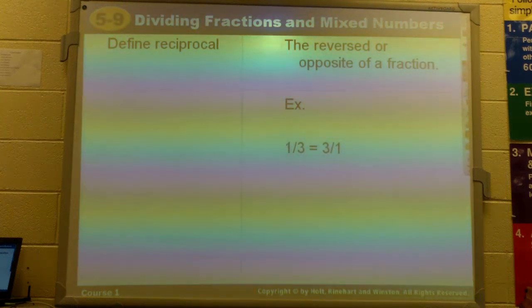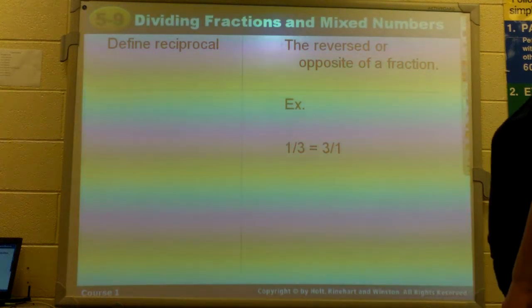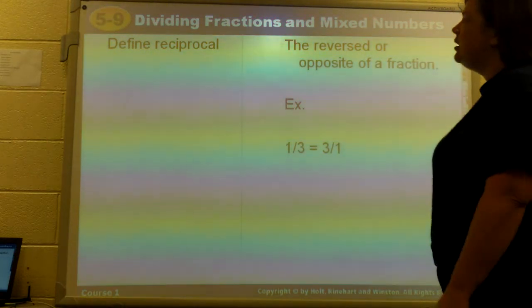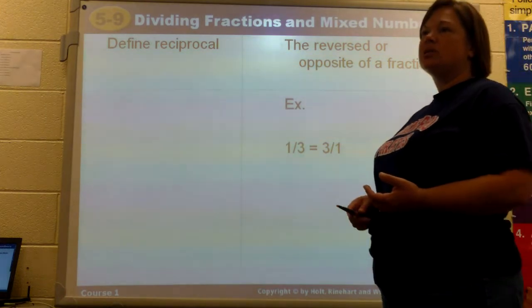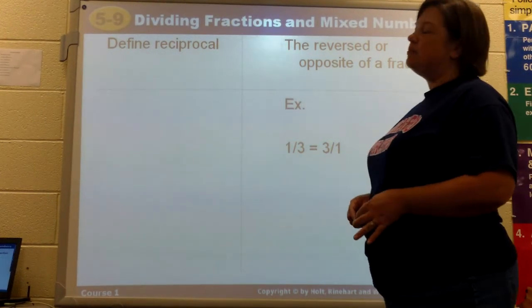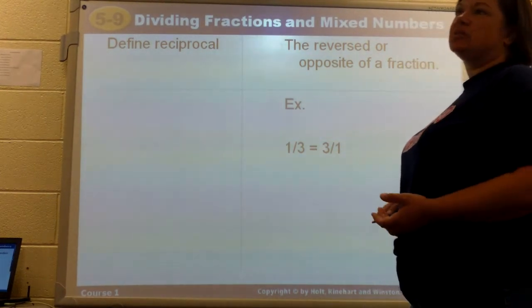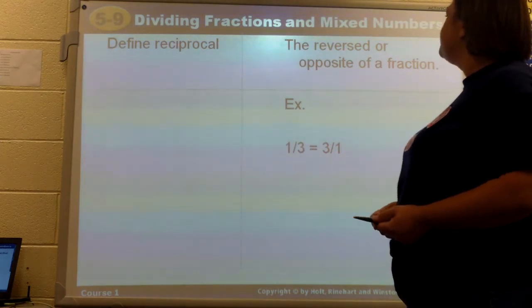Today we're going to look at lesson 9 of chapter 5, which is dividing fractions and mixed numbers. So far we have done multiplying fractions, mixed numbers, and whole numbers, and today we're going to look at dividing fractions, mixed numbers, and whole numbers.